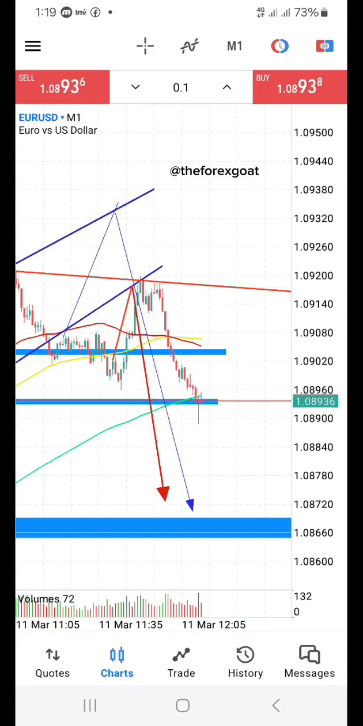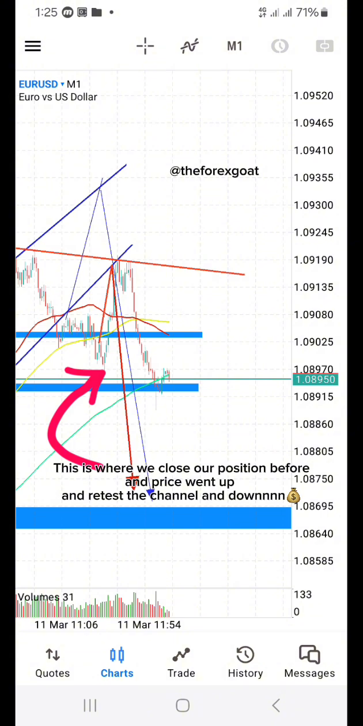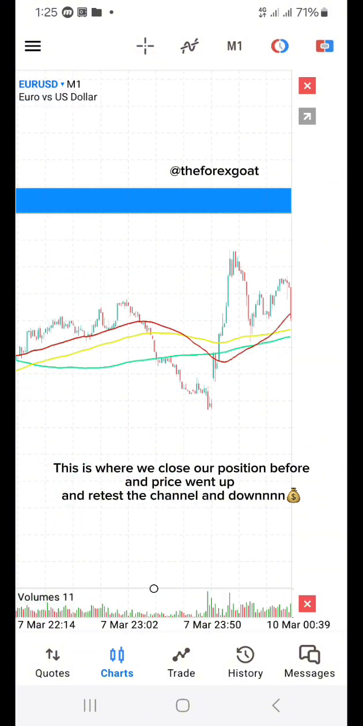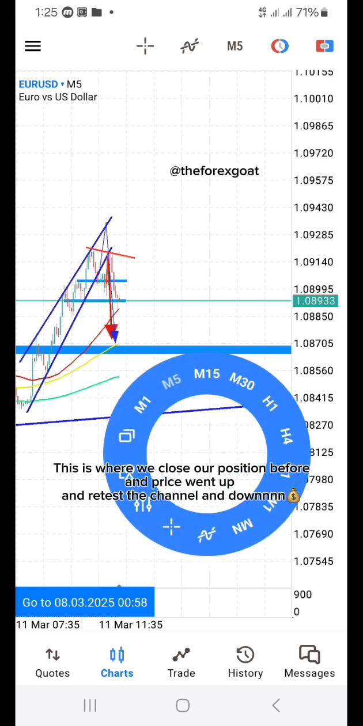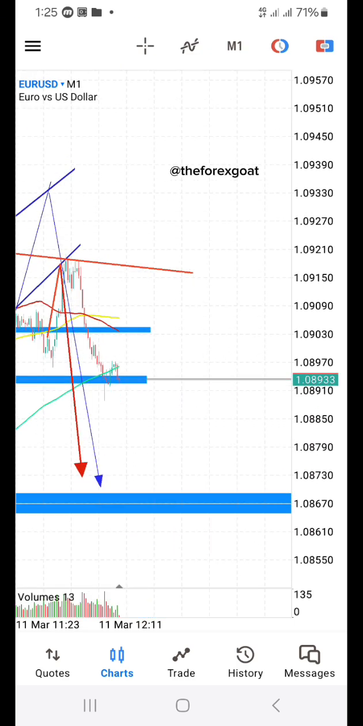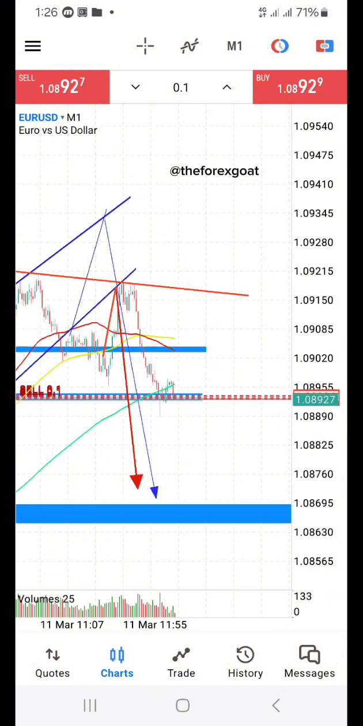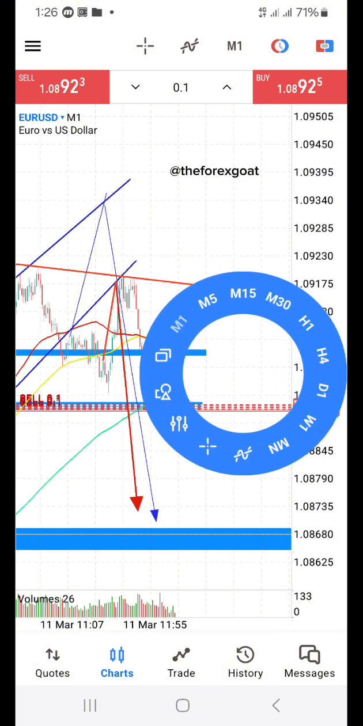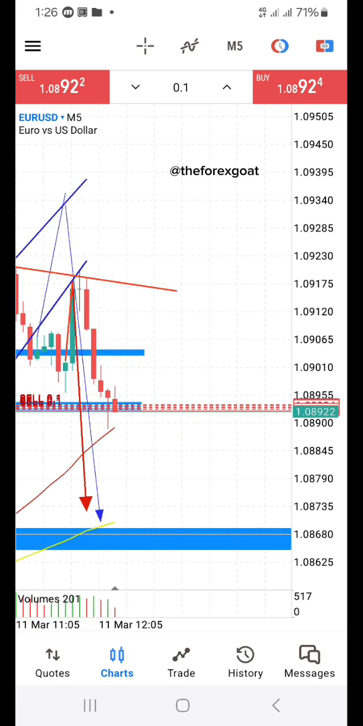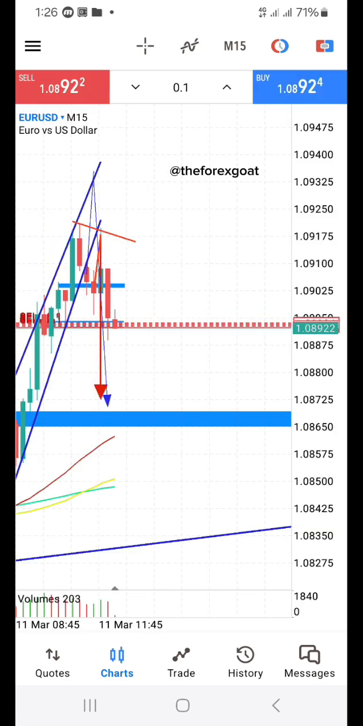A few minutes later again, price, as I told you, it went up, but down. It went up and down. Again, there is a possible rejection area around there, so when the candle breaks, I get in.